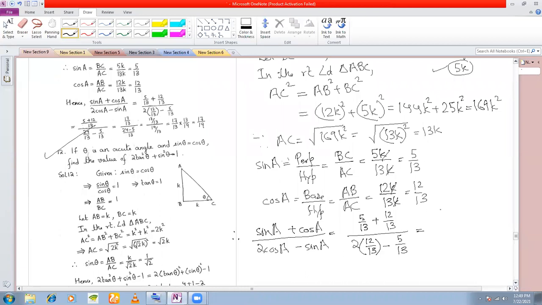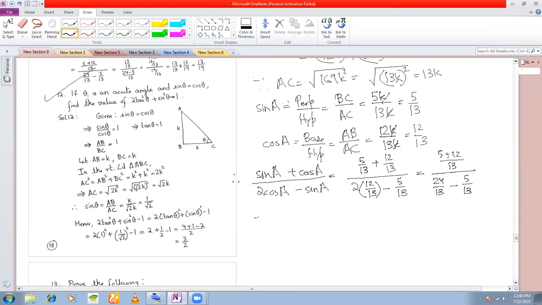Okay, so you take the LCM above: 5 plus 12 by 13. And here you get 24 by 13 minus 5 by 13. So you get here 17 by 13 divided by 24 minus 5 by 13, which is equal to 17 by 13 divided by 19 by 13. So these 13 get cancelled. You simply get 17 by 19. That's your answer. Any question?